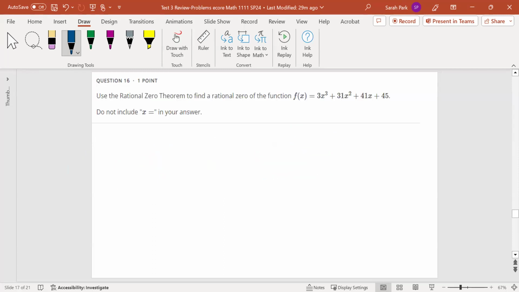16, use the rational zero theorem to find the zero of the function. This problem is a little tedious. So with cubic functions, we know that it's going to have either 1 real zero or 3 real zeros.